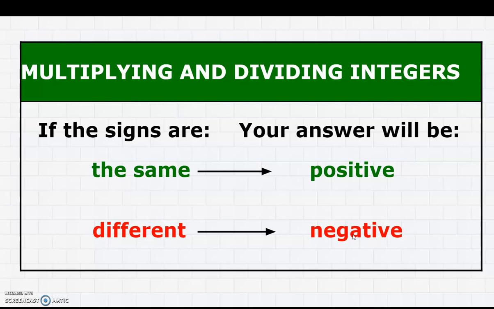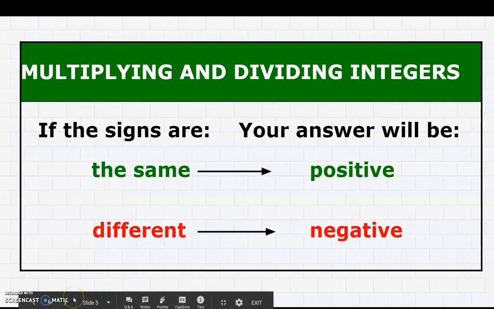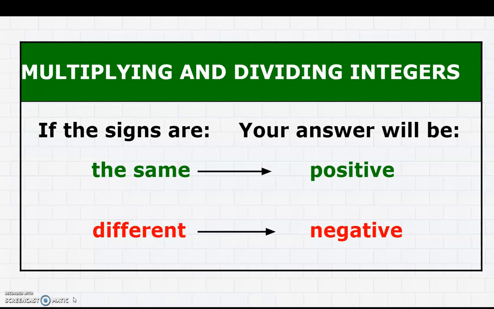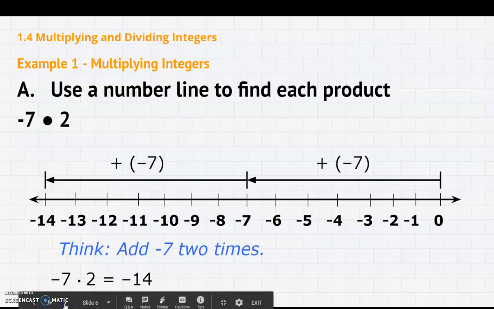However, when you have different signs, such as negative 2 and positive 3, those have different signs, or negative 3 and positive 2, your answer will be negative. So same signs, positive answer. Different signs, negative answer. And notice the title says multiplying and dividing. Okay, so this works for multiplication and division, the same rule.